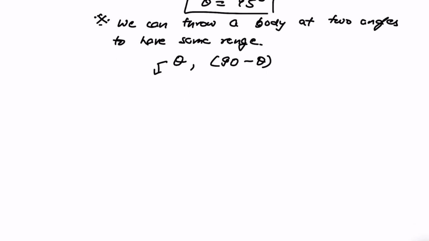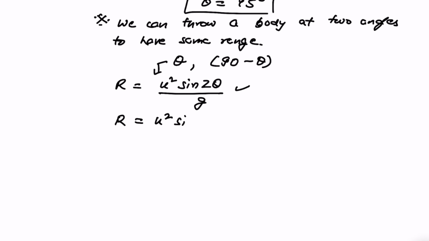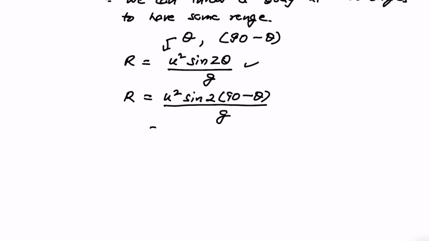When I am throwing the body at an angle of theta, what will be the formula for range? U square sine 2 theta upon g. In case I throw the body at an angle of 90 minus theta, then it will become U square sine 2 into 90 minus theta divided by g. So that will become how much? U square, if I take 2 inside, that will be sine of 180 minus 2 theta by g.